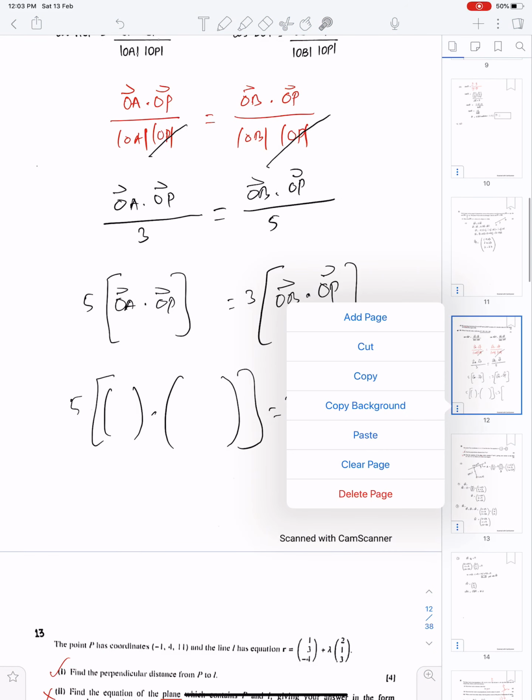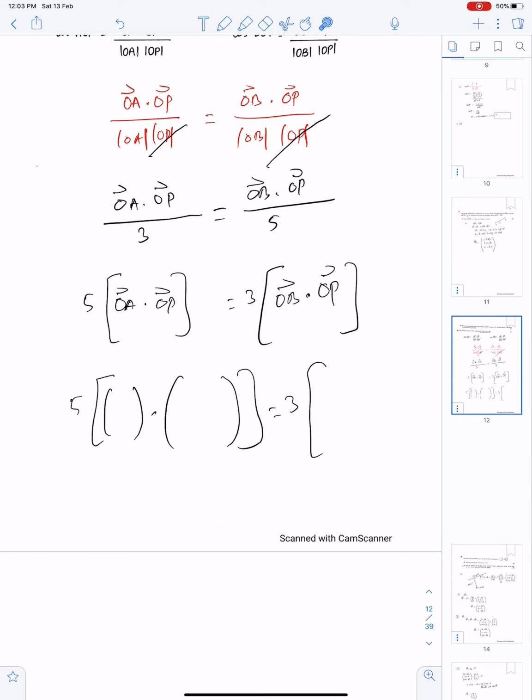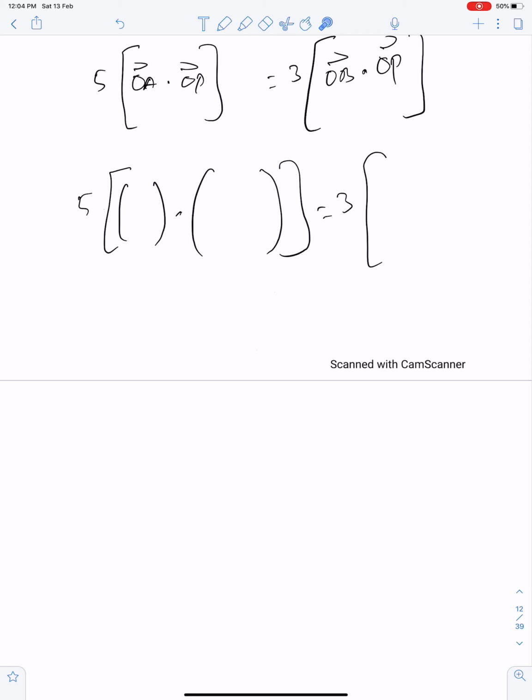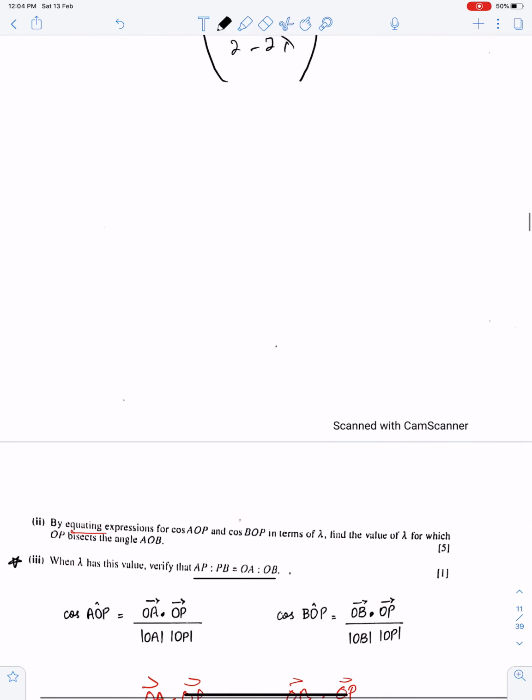3/8. I'm writing this here, I'm not solving this. You can complete this yourself. When you complete this, you will get this value of lambda, 3/8. Now the last part of this question.